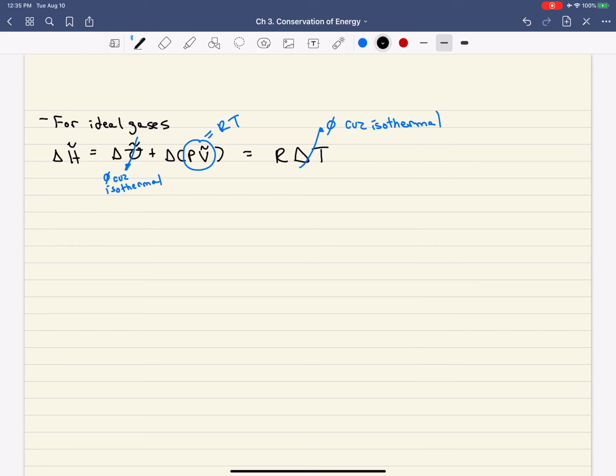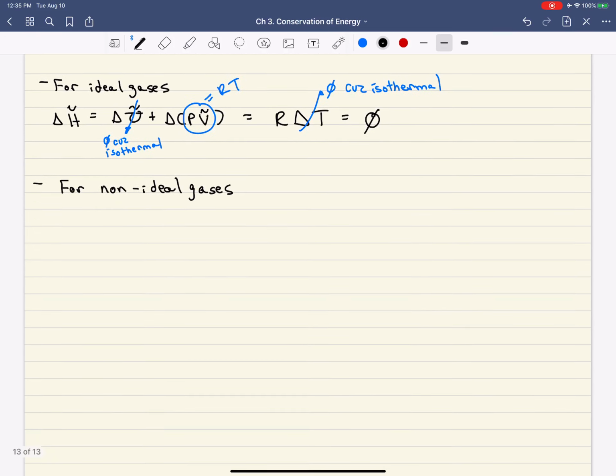And so what this tells us is that if we have a constant temperature and changing pressure system, the change in enthalpy is actually going to be 0. And so this is what we see for ideal gases. But as we'll see later on in this course, when we're dealing with non-ideal gases, this result doesn't necessarily apply. In fact, what we're going to see is that the change in internal energy and the change in enthalpy at constant temperature but changing pressure are not going to be equal to 0.